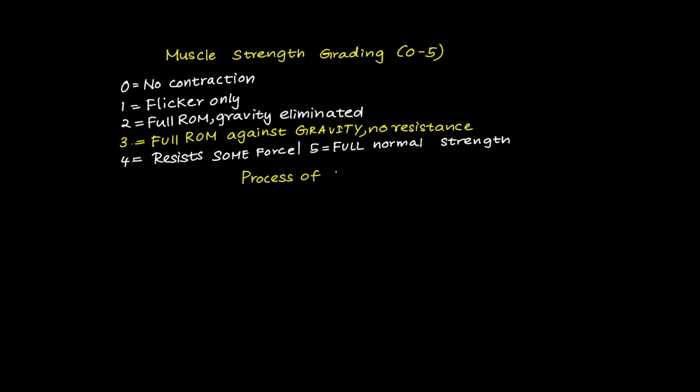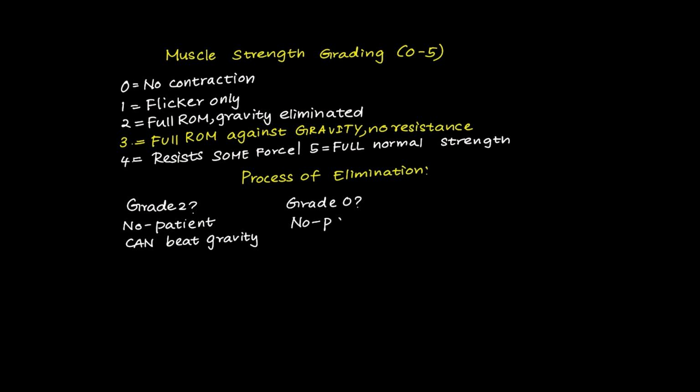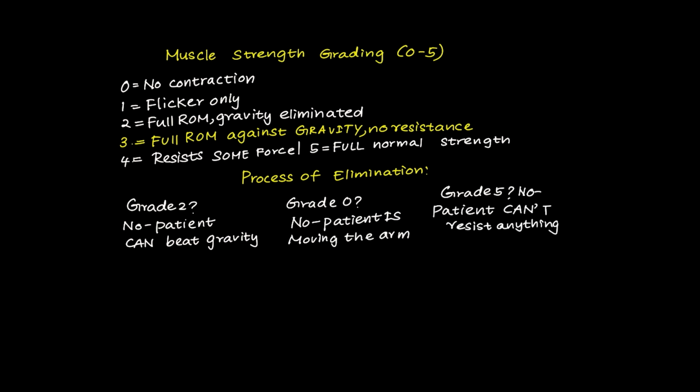The question describes full range against gravity, but 0 resistance tolerance. That's grade 3 exactly. Grade 2 fails because the patient can fight gravity. Grade 0 fails because there's visible functional movement. Grade 5 fails because the patient can't resist anything.